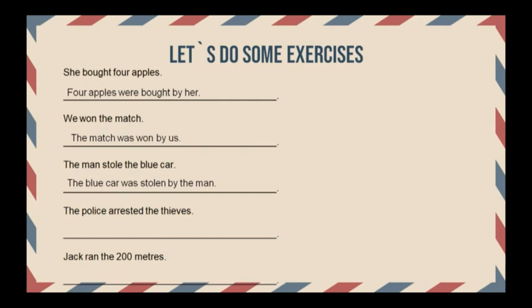Next one. The police arrested the thieves. The police is the subject, arrested is a verb, and the thieves is an object. So the thieves were arrested by the police. Okay, then Jack ran the 200 meters. So the 200 meters were run by Jack.